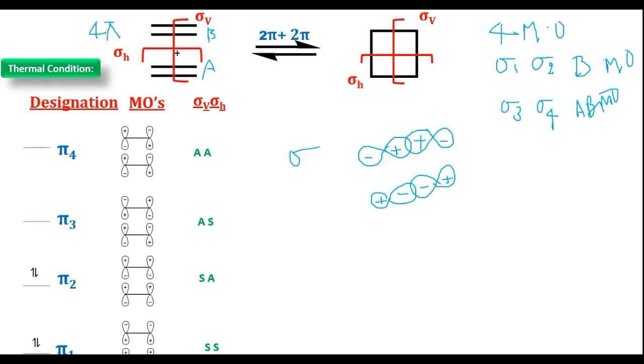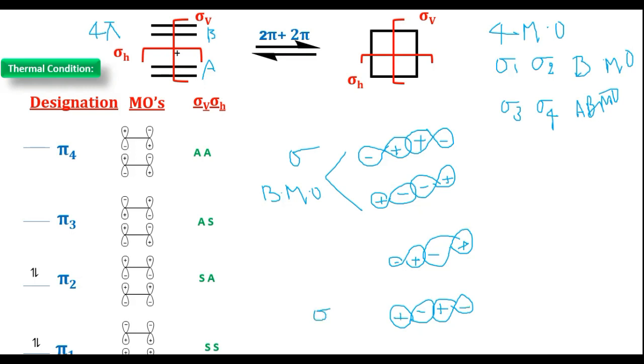So both are called sigma bonding molecular orbitals. Next, what is an anti-bonding molecular orbital? Anti-bonding molecular orbital is, here again, end-on overlapping only. In end-on overlapping, plus overlaps with minus, and again minus overlaps with plus. So these are called anti-bonding molecular orbitals of sigma. So you say sigma star.